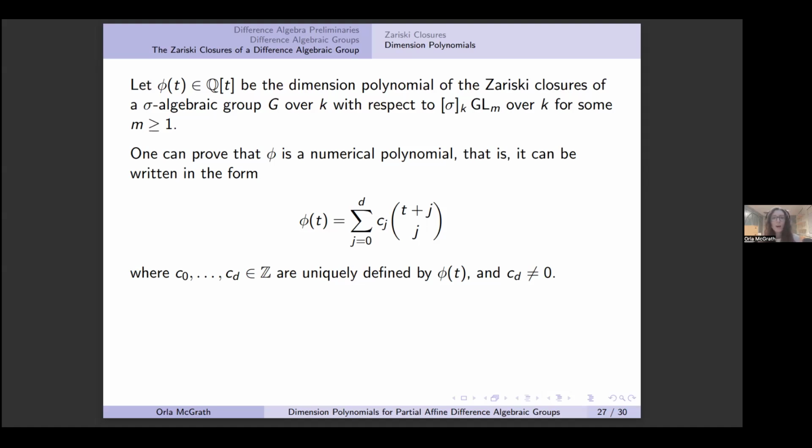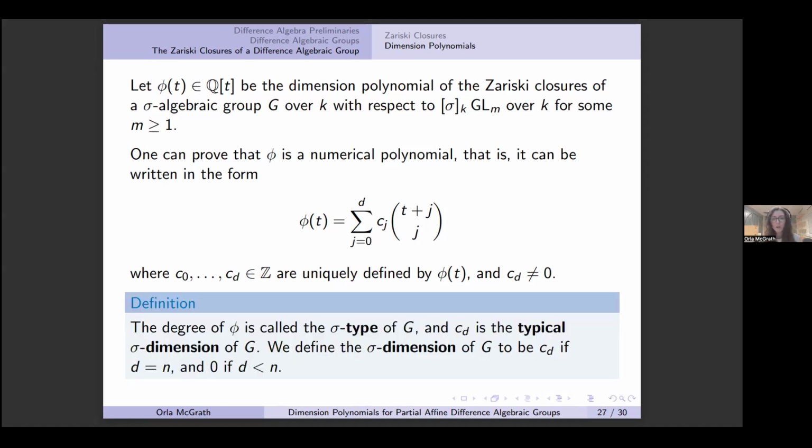And essentially writing our polynomial in this form means that we can read off some nice invariants of our difference algebraic group G. So we call the degree of the polynomial the difference type of the difference algebraic group. We call its leading coefficient, when it's written in this binomial basis, the typical difference dimension of G. And then the difference dimension of G is either 0 if the degree of our polynomial is less than the number of endomorphisms, or it's the same as the typical difference dimension if our difference type is equal to the number of endomorphisms.